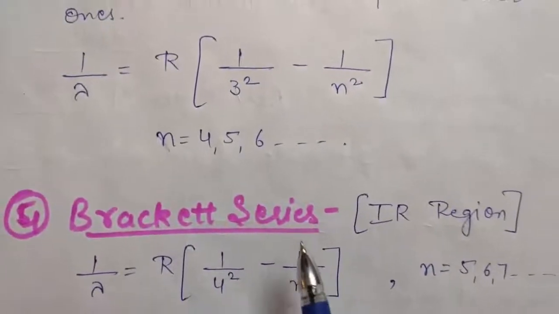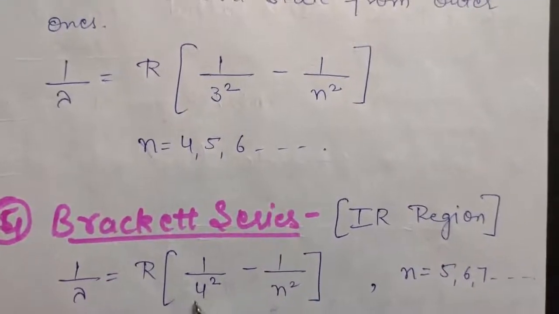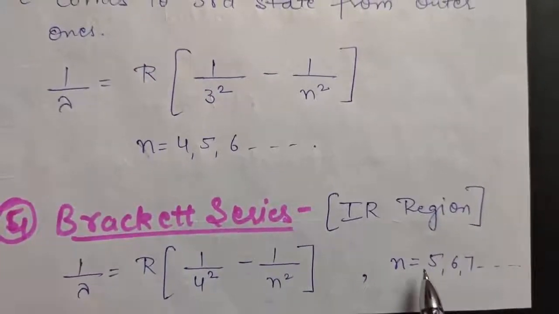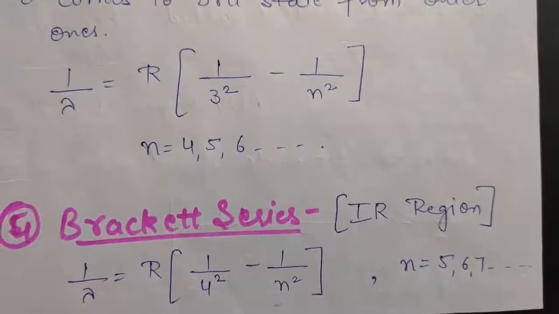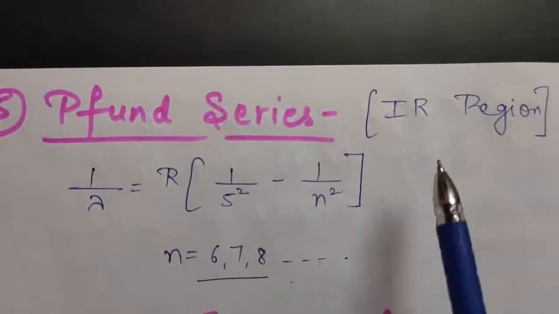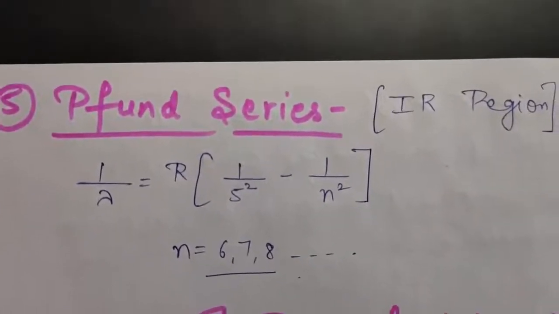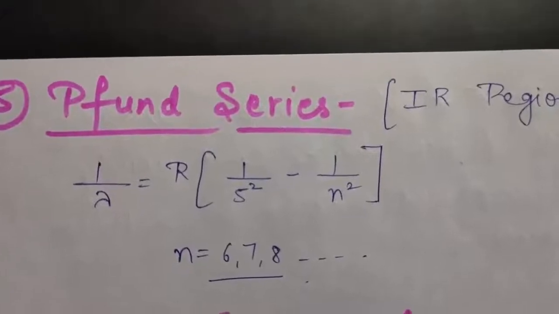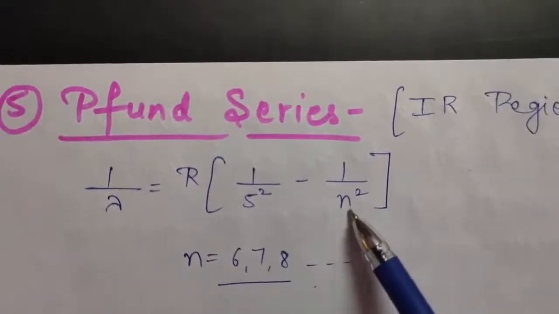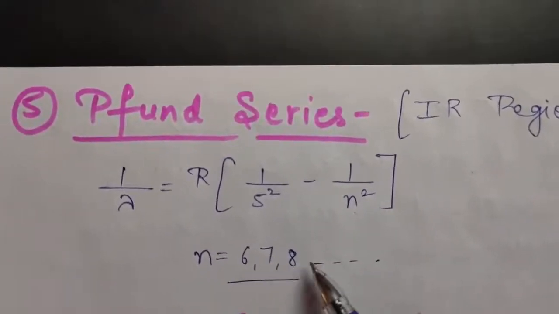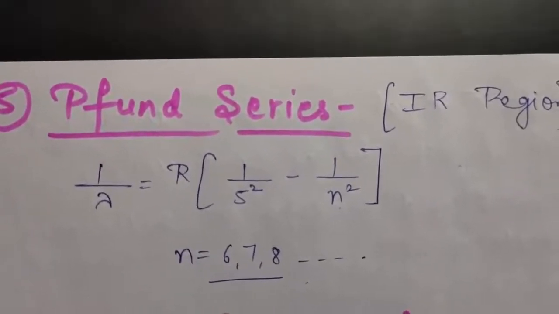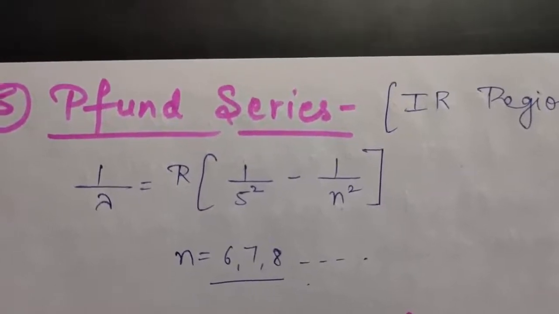Fourth is the Brackett series, which is when the electron comes to the fourth state, so this will be 4, and it is also seen in the IR region, and here n will vary from 5, 6, 7 and so on. The last is the Pfund series, which was again observed in the IR region of the hydrogen atom, and for this the electron will come to the fifth state from any other outer state, so there you will be putting 5, and here it will be n, which will vary from 6, 7, 8 and so on. So this was all about the spectral series on the basis of Bohr's explanation.